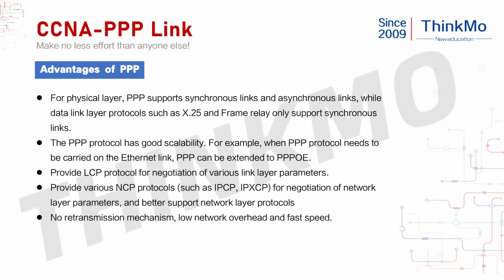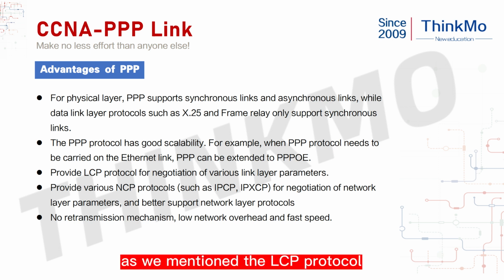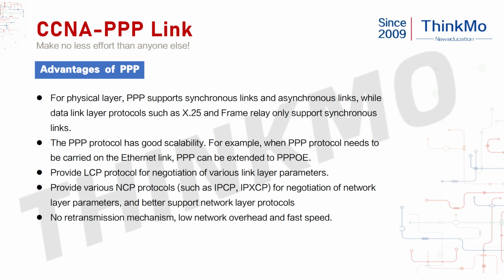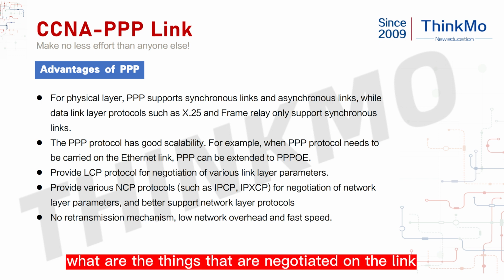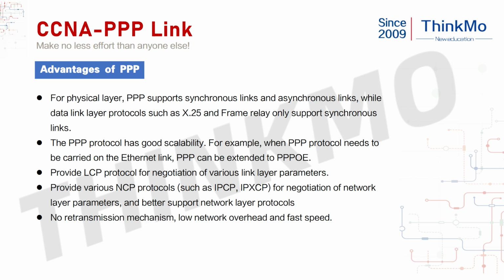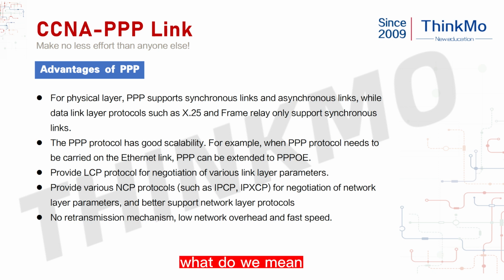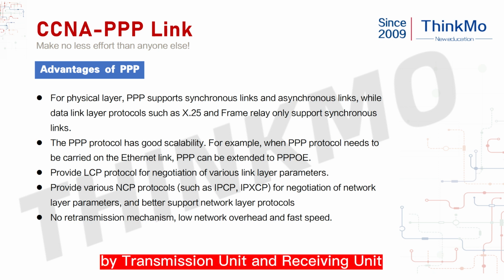It's very simple. There are things in PPP that you can't do with Ethernet. For example, as we mentioned, the LCP protocol, the Link Control Protocol, is used to negotiate various link layer parameters. So what are the things negotiated on the link? It can negotiate what we call the MRU. It's also called MTU, Maximum Transmission Unit, and the MRU is called the Maximum Receiving Unit. What do we mean by transmission unit and receiving unit?